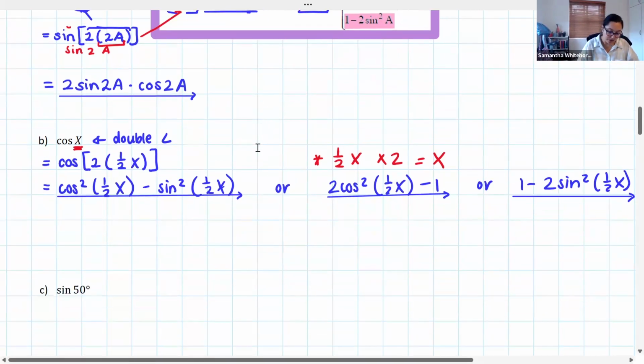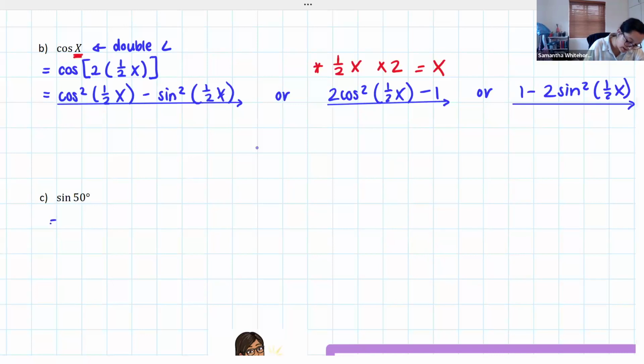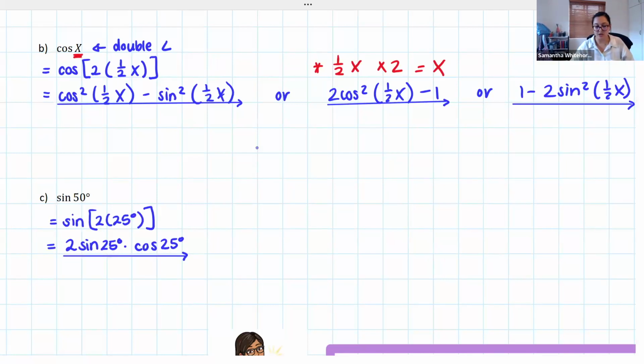Right, if we then have a look at question C, we've got sine of angle 50. Nothing changes. This is the original double angle. So I need to ask myself, what did I double to get 50? Well, it would be sine of 2 times 25 degrees. And so when I now expand this, this would be 2 sine 25 times cos 25. So really nothing too tricky, like I said, to start off with.